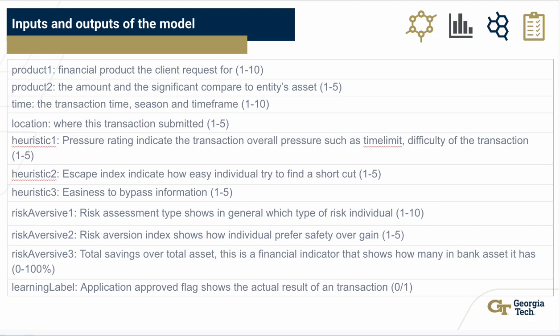In terms of the input and output, we collect both traditional variables and the biases that come from the mental abstracts, such as the products, time, location. They are traditional variables without bias. However, risk aversion, escape index, and also the ease of bypassing information are the variables that try to measure the impact of the cognitive bias. And for the output, we're learning about the application approval ratio.